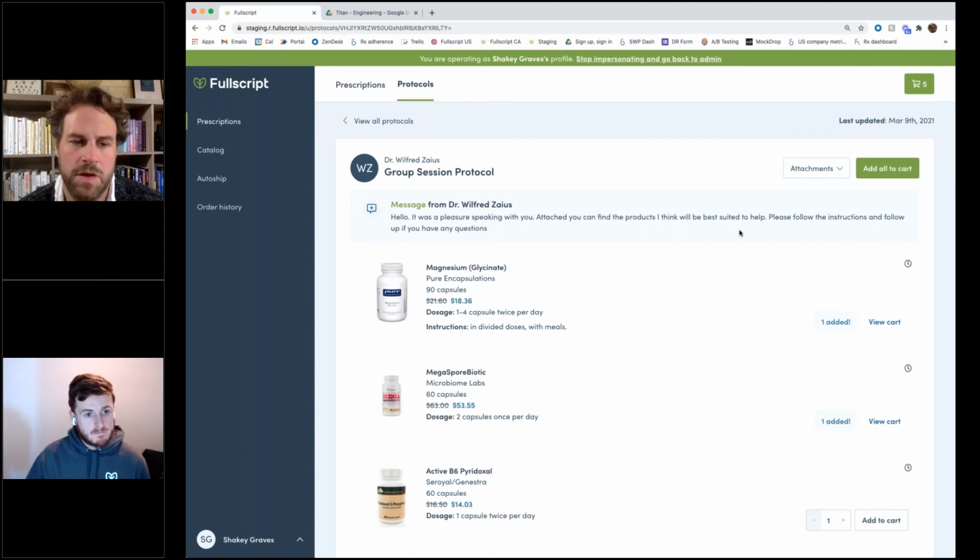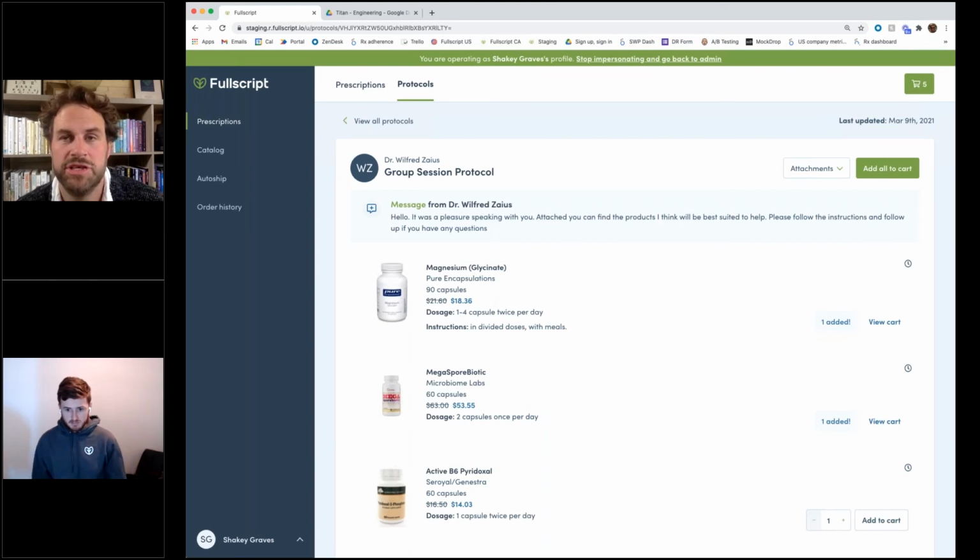Awesome. So where do you imagine this is going to be most useful? I know a lot of practitioners like to do very individualized protocol recommendations. So how do you see this integrating with what Fullscript already does really well, which is individualized supplement recommendations? Yeah, it's a very good question, actually.